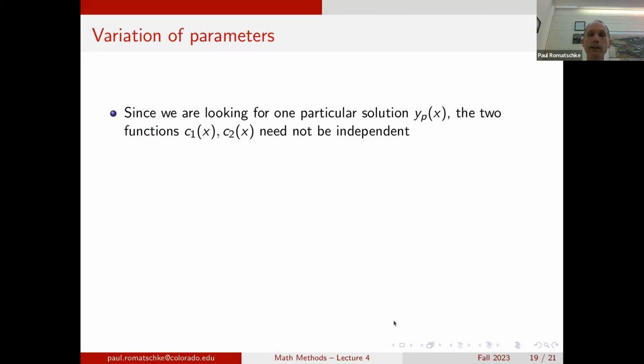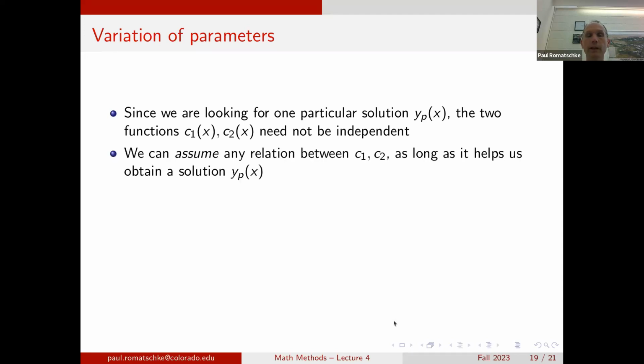Since we're looking at one particular solution, yp of x, assuming two different functions, c1 of x and c2 of x, is more than we need. We only want to have one particular solution. So that means that in addition to making this variation of parameters ansatz, we can also assume certain relations between these two functions, c1 and c2. In particular, we can assume relations between c1 and c2 that are as convenient as possible for us, as long as it helps us to find any solution to the inhomogeneous problem.